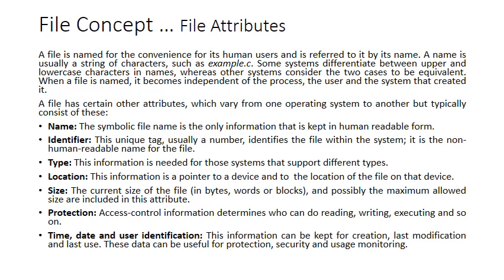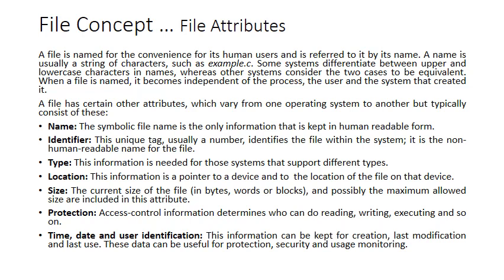A file has certain other attributes which vary from one operating system to another, but typically consists of the following. First and foremost, we have the name. The symbolic file name is the only information that is kept in the human readable form, for example, example.c. Next is the identifier. This unique tag usually is a number. It identifies the file inside the system. It is the non-human readable name for the file.